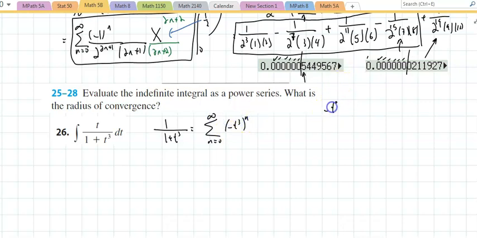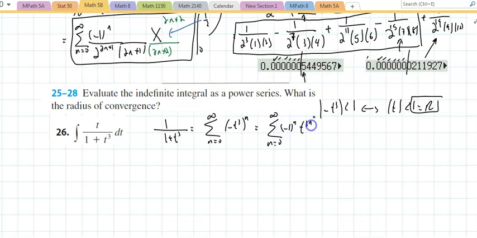Automatically, negative t cubed should be less than 1, which indicates that t should be less than 1. That's my radius of convergence done. So this is the series n equals 0 to infinity, negative 1 to the n, t to the 3n.